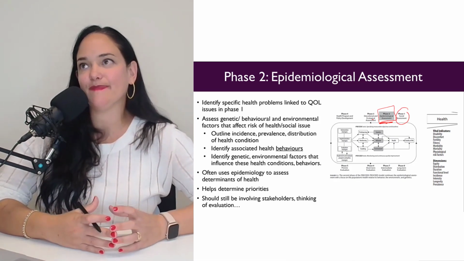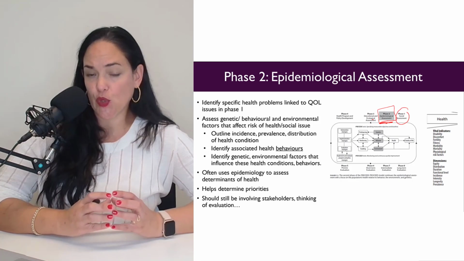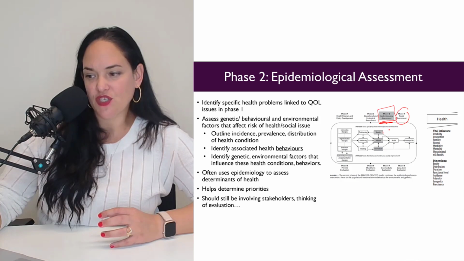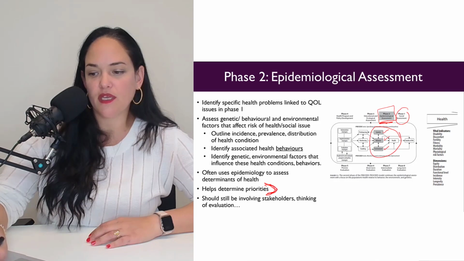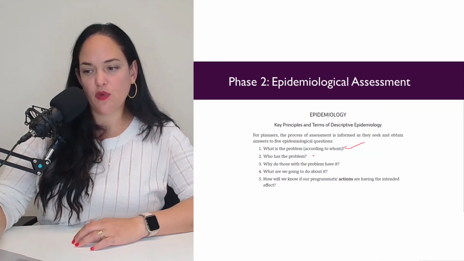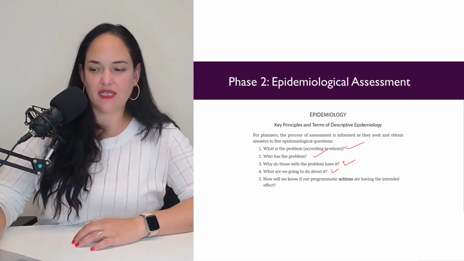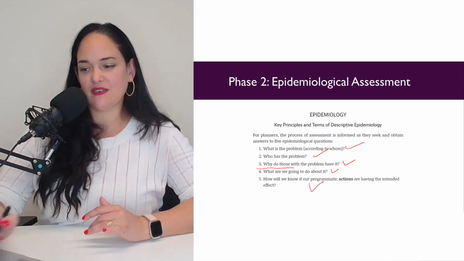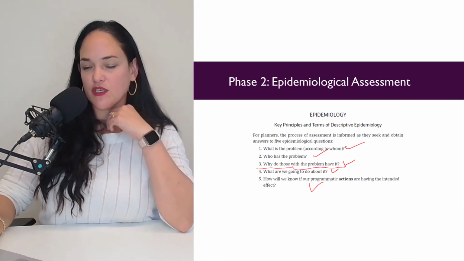These are all things, this is a little bit more consulting the research, but also asking our population questions about what's currently going on with your health, right? So we want to identify the various genetic, behavioral, and environmental factors that are currently affecting those people's health. Right? And this is going to help us determine priorities. So what is the problem? According to whom? Who has the problem? Why do those people with the problem have it? And what are we going to do about it? That's moving into the later stages. And how do we know that what we decide to do is going to be effective? It's a little bit more moving into some of the later stages, but it's still some of the things we want to think about in this epidemiological assessment stage.